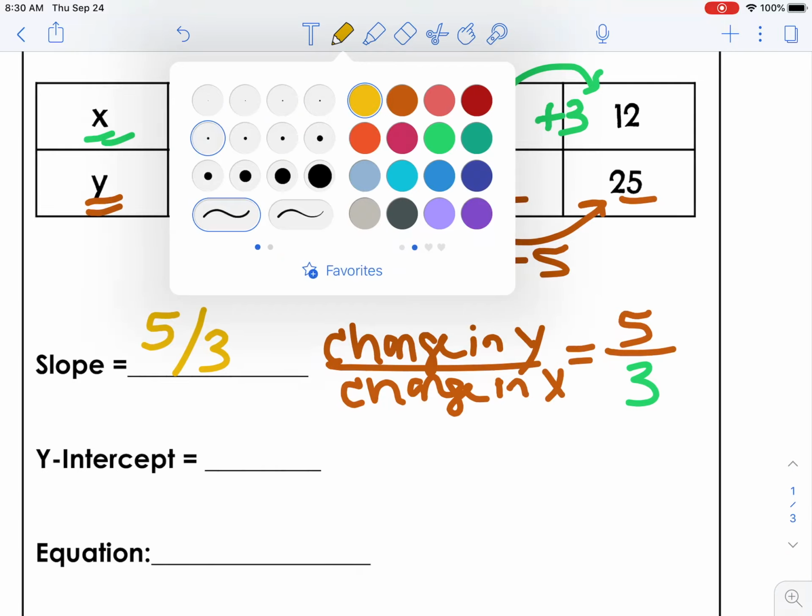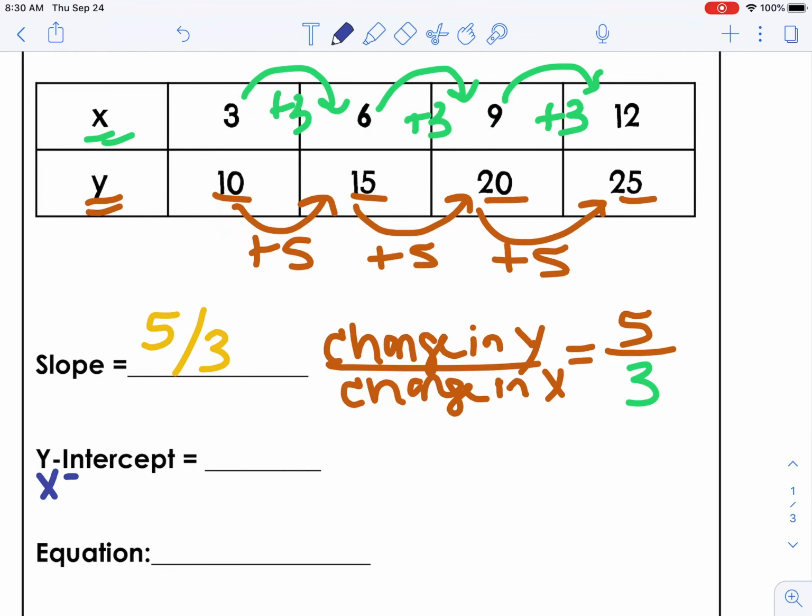The next thing you have to find is your y-intercept. Well, your y-intercept is when x equals 0. You've got to figure out, hey, what's that y value when x is 0? If you're looking at the x values that are given, none of those are 0, so you have to go backwards in the pattern to get to 0. I know if I go back 3 from 3, I can get to 0.